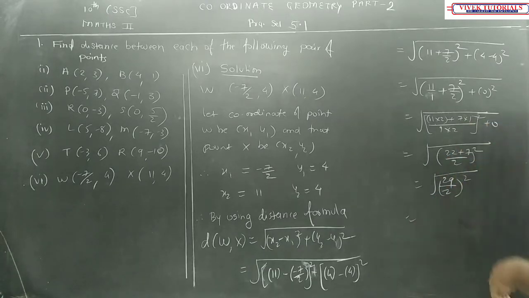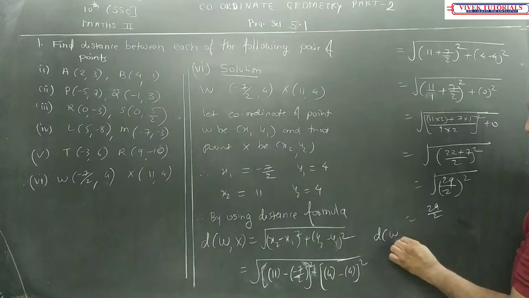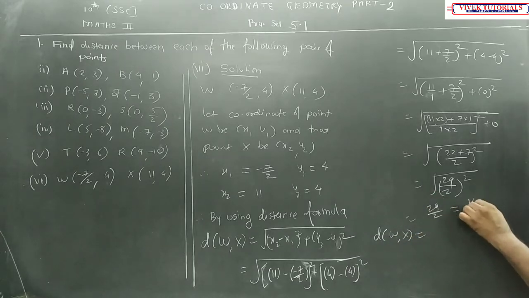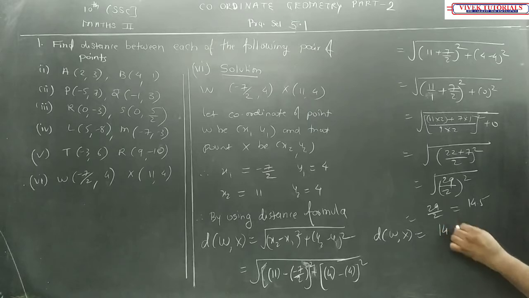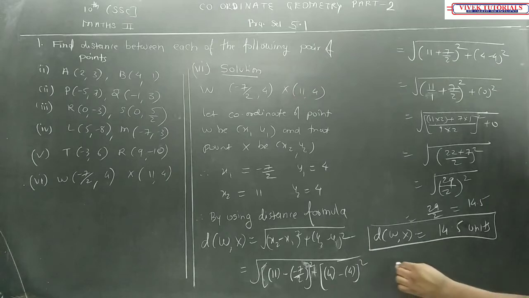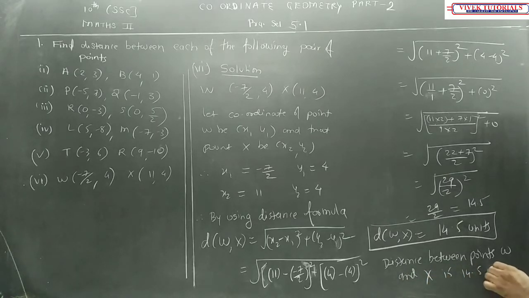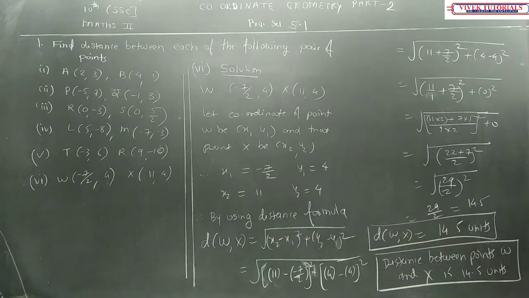Now don't write its value, son, right? You can write 29 upon 2. So distance WX is equal to, if I divide it, I am getting 14.5. Here we will write 14.5 units. And at the last, we are going to write, therefore, distance between points W and X is 14.5 units. Put it in the box. This is the final answer. Okay? Copy it down properly.